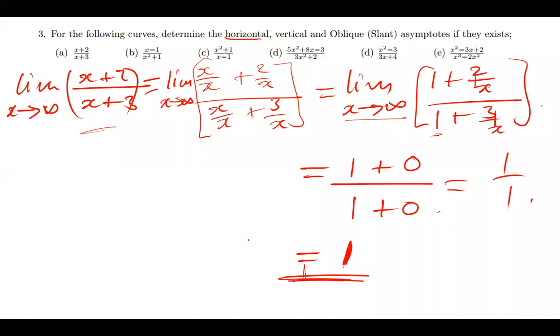So the horizontal asymptote of this rational function is simply 1. So this is y is equal to 1. Yeah, y is equal to 1. This is the horizontal asymptote for this rational function.